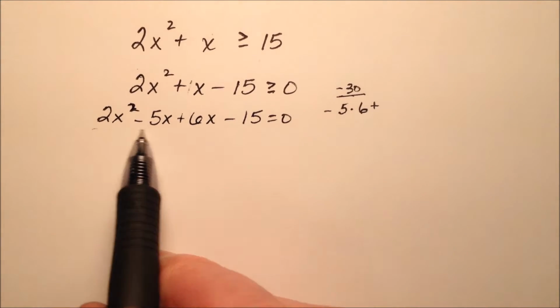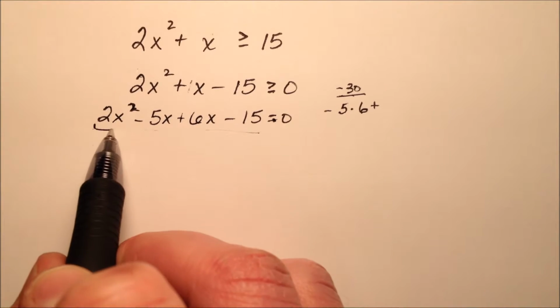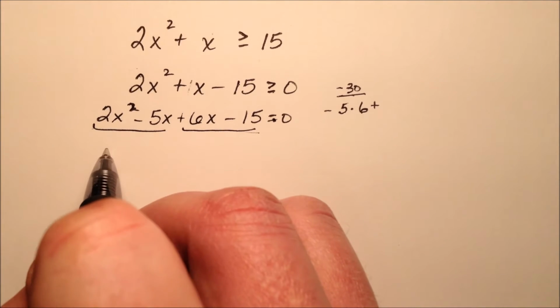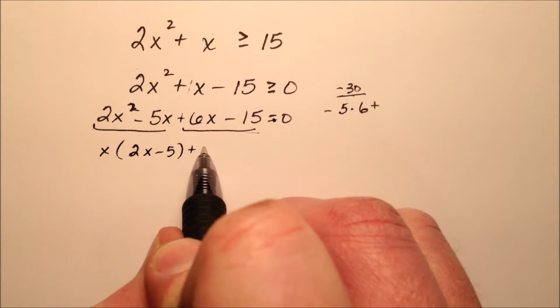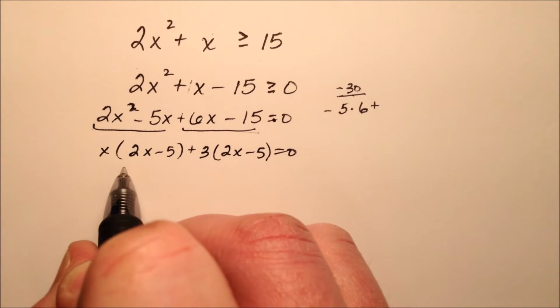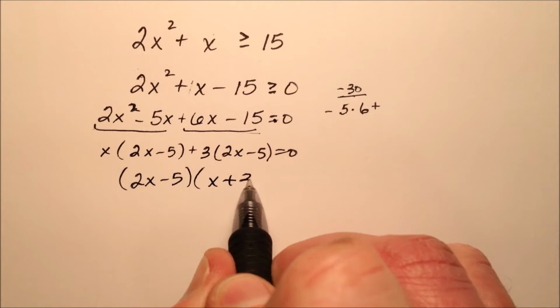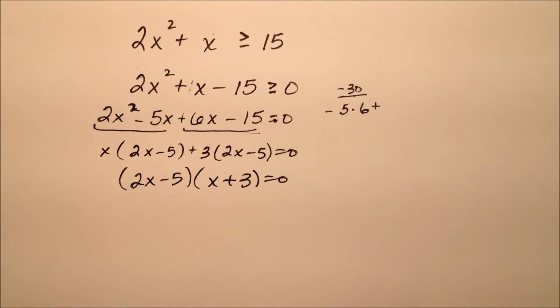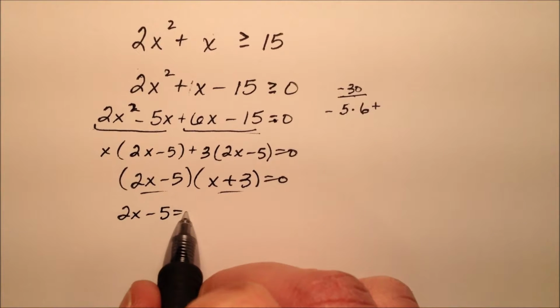And we're going to set this expression equal to 0. So when I have it factored, I can set each factor equal to 0 so I can find the critical numbers here. So I'm going to do factor by grouping, pull out an x and get 2x minus 5, and then pull out a 3 and get 2x minus 5. So my factors are 2x minus 5 and x plus 3, each one of which I will now set equal to 0.